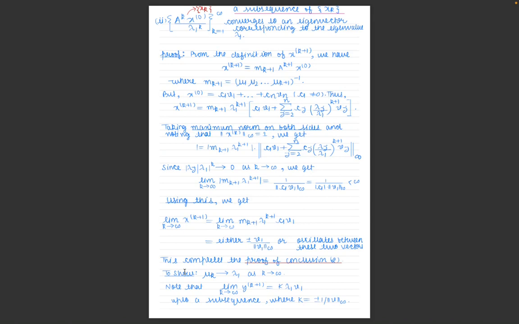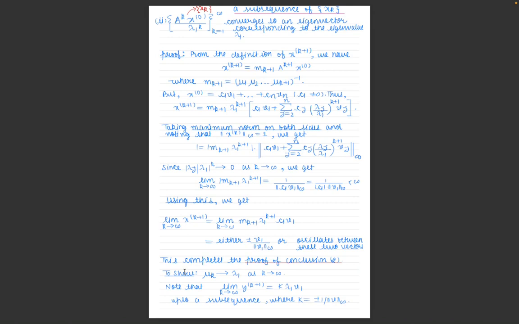the limit as k goes to infinity of this x_{k+1}. We know it is the limit as k goes to infinity, and this is the definition. So it is either plus or minus, or it oscillates between these two vectors. It oscillates between these two vectors.